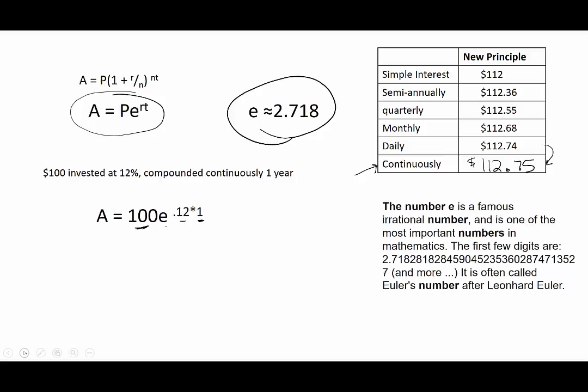The number E is a famous irrational number. You learned in junior high about the number pi. Pi is irrational. E is also irrational. And it is one of the most important numbers in mathematics. The first few digits are all those digits. It is often called Euler's number after Leonhard Euler. Now, how was E discovered? We're not going to go into that at this time. It is a very important number and it is used to calculate something that is compounded continuously.